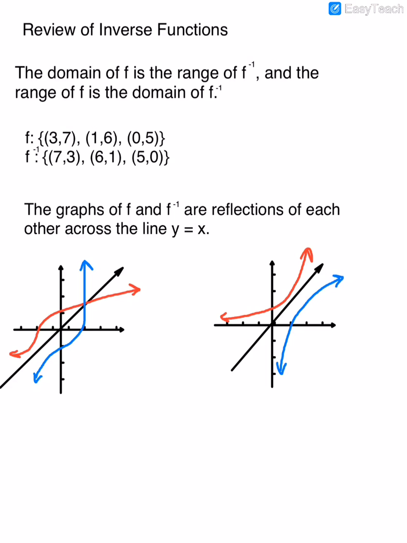The domain of f is the range of f inverse, and the range of f is the domain of f inverse. By that, what we mean is, if we have the points (3, 7), (1, 6), and (0, 5) in the function, then its inverse would have the points (7, 3), (6, 1), and (5, 0). The domain and the range just flip.